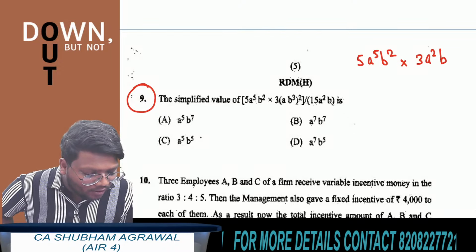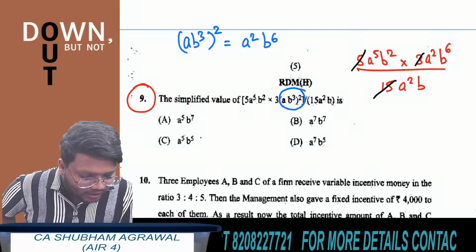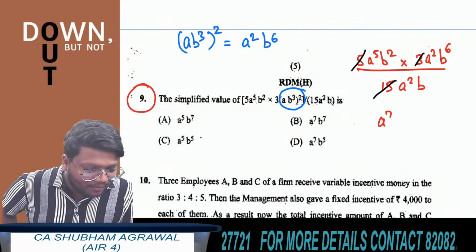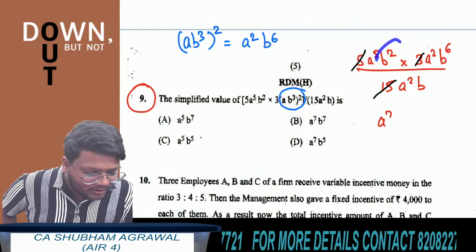What is there in the denominator? 15a square b. You can see here that 5 multiplied by 3 is also 15, so it will get cancelled. A power 5 multiplied by a square is what? A to the power 7. And b square multiplied by b to the power 6 is what? B to the power 8.